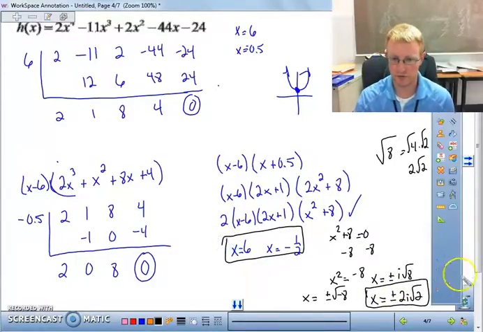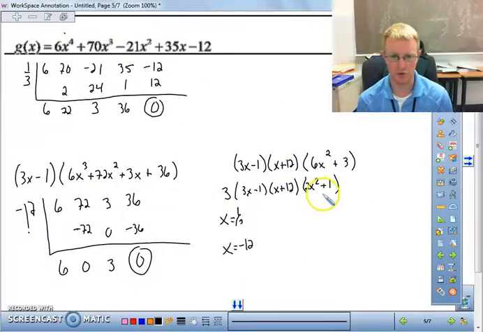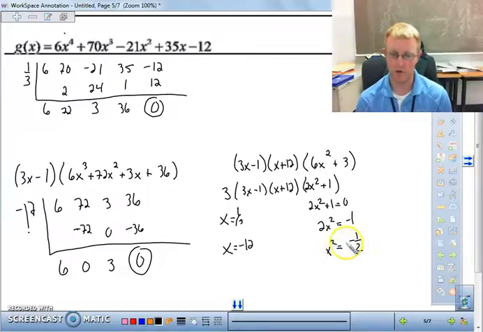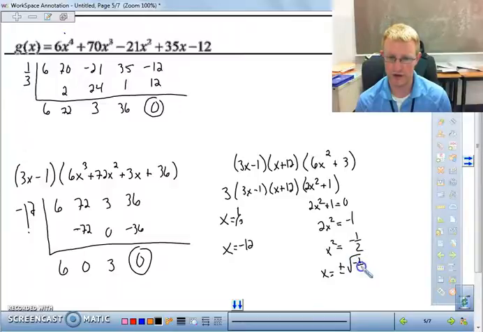So now we go to the next set over here, and we're going to do the same thing. We're going to end up with 2x squared plus 1 equals 0, 2x squared equals negative 1, x squared equals negative 1/2, and then we're going to take the square root of both sides, so we will end up with x equals plus or minus root negative 1/2, so x equals plus or minus i root 1/2.